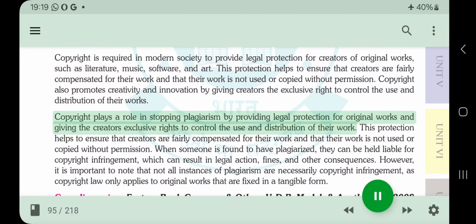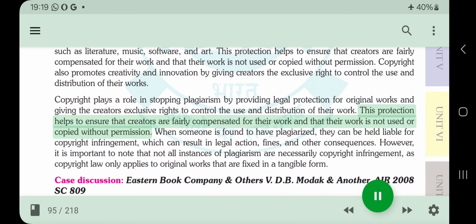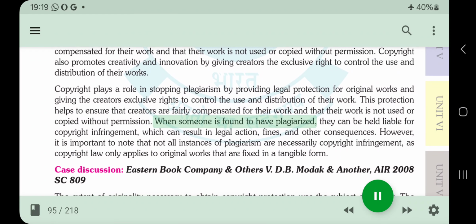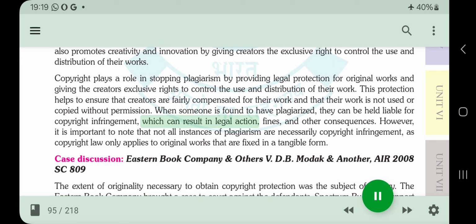Copyright plays a role in stopping plagiarism by providing legal protection for original works and giving the creators exclusive rights to control the use and distribution of their work. This protection helps to ensure that creators are fairly compensated for their work and that their work is not used or copied without permission. When someone is found to have plagiarized, they can be held liable for copyright infringement, which can result in legal action, fines, and other consequences.